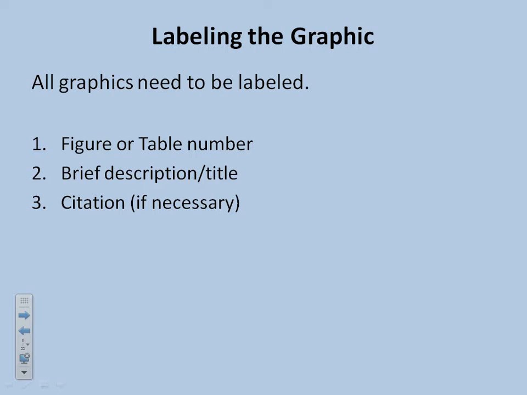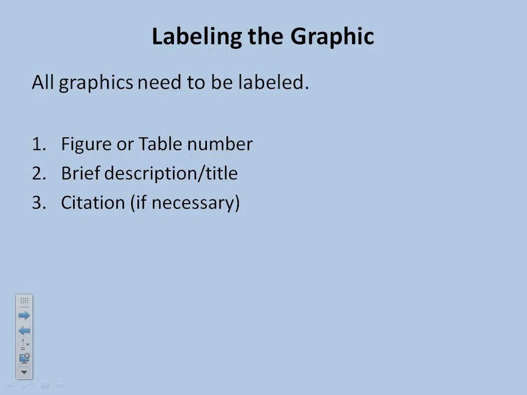So for our figure labels, for our graphic labels, I should say, we need to number it. And it's either numbered as figure 1, 2, 3, 4, or table 1, 2, 3, 4. And here's how we figure out if it's a figure or a table. If it's not a table, it's a figure, right? So that makes it fairly easy.